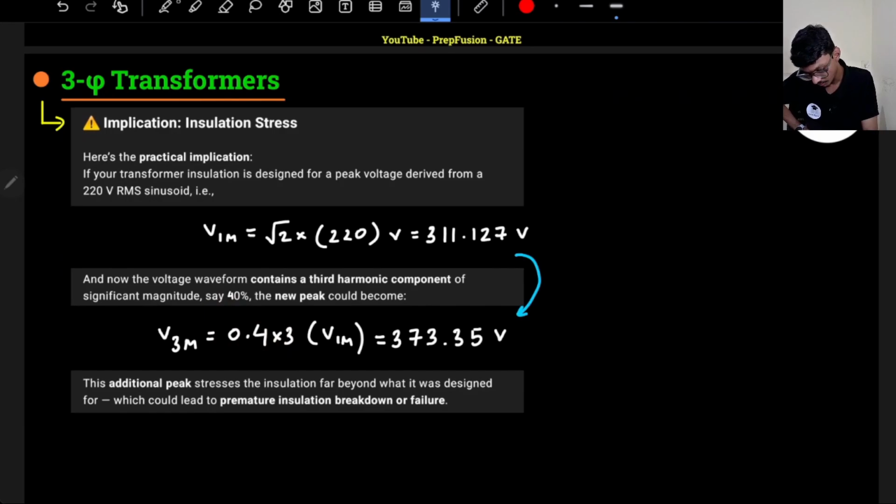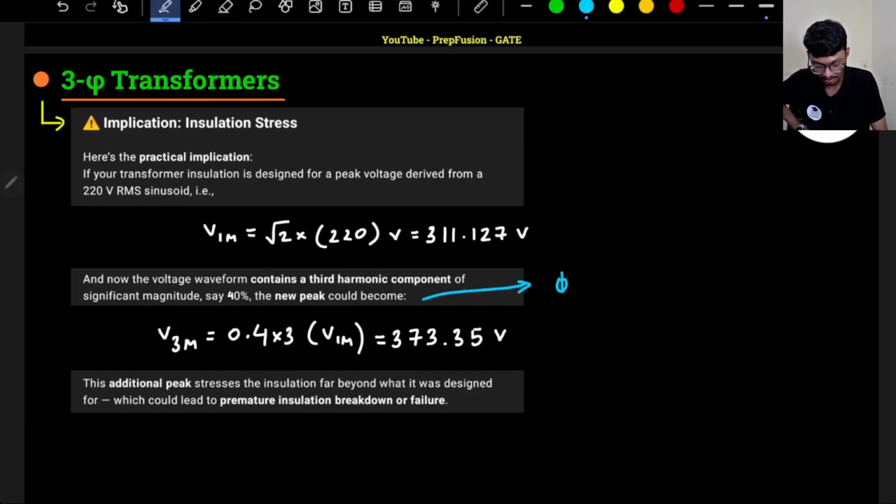So what does this 40% mean? This 40% means that for the third harmonic component, you will observe in the Fourier series when you derive it that as the order of the harmonics increases, the peak value reduces by a factor of the order n. So let's assume that the peak value of the third harmonic flux is 40% of the fundamental component.